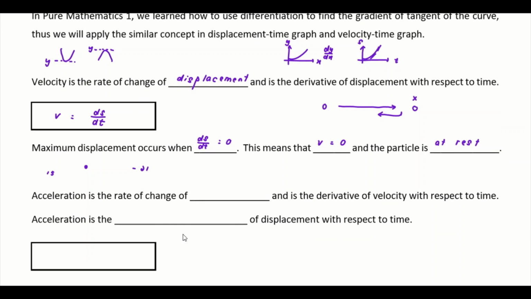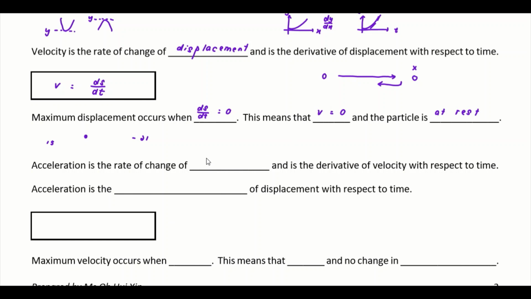All right. Okay, so acceleration is the rate of change of velocity. So it's going to be the derivative of velocity with respect to time. So a is equal to dv dt. Using this idea, if you differentiate s, you get v, and then if you differentiate v, you get a. Which means that if you are given an equation for displacement, you will need to differentiate 2 times so that you can get a.